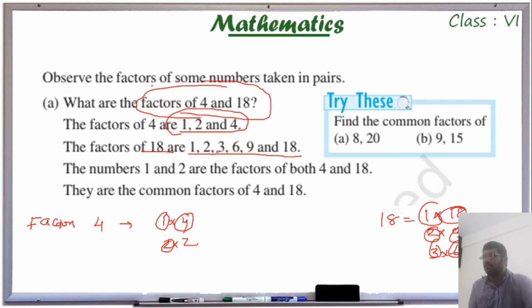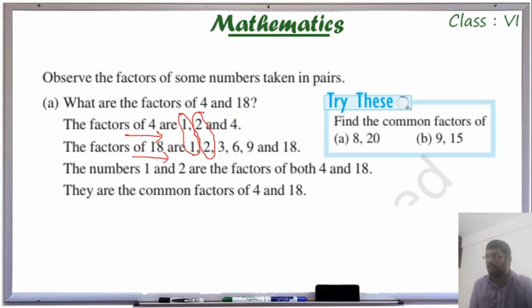So there are some common factors. Look, there are common factors like 1 and 2. These are common to both the factors of 4 and the factors of 18. No more than 1 and 2. So the numbers 1 and 2 are common for both 4 and 18. So 1 and 2 are called common factors. As homework, find the common factors of 8 and 20, and 9 and 15. So this is homework.